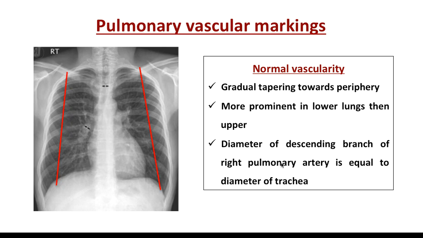They are more prominent in the lower lungs, and usually the upper lungs do not have any vascular markings. And if you see the diameter of the descending branch of the right pulmonary artery as marked by these arrowheads, it is equal to the diameter of the trachea. This is very important to know, right?